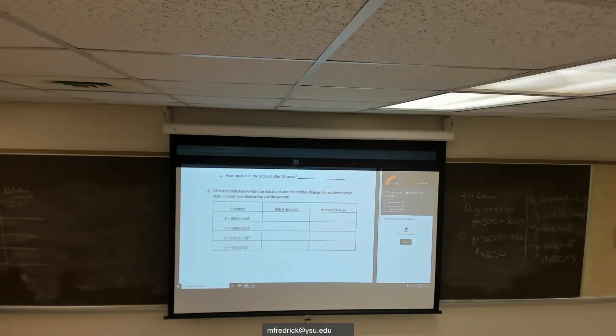So here we need to subtract the 1. If it's positive, it's an increase. And this is the rate, so you have to multiply it by 100 to get the percent, which means it's 6%. An increase of 6%.